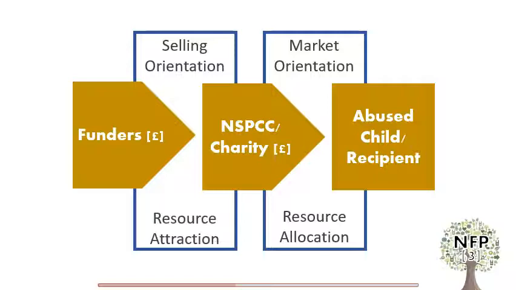In the blue boxes, you see the context. So in the dynamic between the charity and the benefactors, you have a resource attraction orientation, and that is to do with selling. So they are selling the cause or selling the mission of the charity in order to raise funds. And the blue box on the right-hand side is the market orientation or the allocation of resources side, and that is where the charity is deciding how to spend the money it has raised in the best way to achieve its mission.